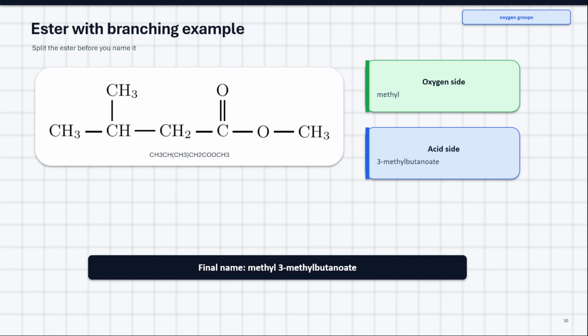For esters, reading the 2 sides correctly is the main skill. Now let us name a branched ester, CH3-CH(CH3)-CH2-COOCH3. First, split the ester. The group attached to the single bond oxygen is methyl, so methyl comes first. Then name the acid-derived side. The carbonyl carbon is carbon 1, and the acid side has 4 carbons total, so it is butanoate. There is a methyl branch on carbon 3 of that acid-derived chain, so the acid side is 3-methylbutanoate. Put the oxygen side first, then the acid side. The final name is methyl 3-methylbutanoate.